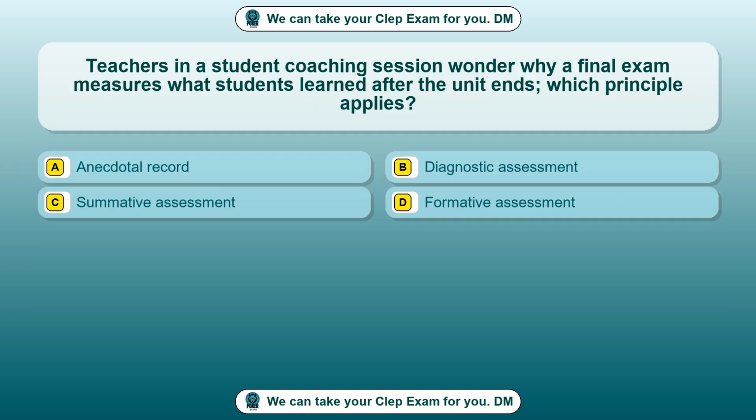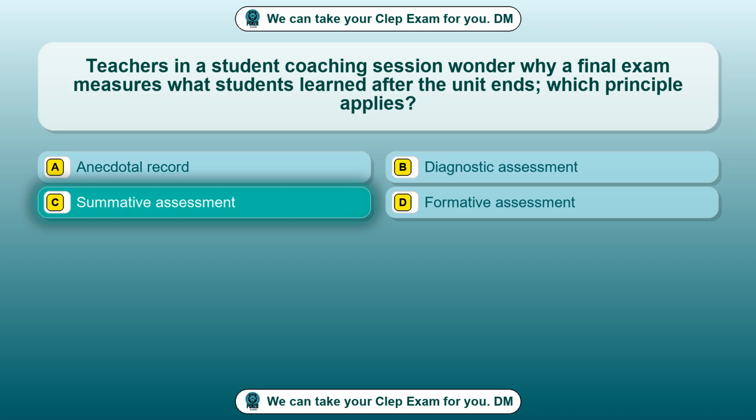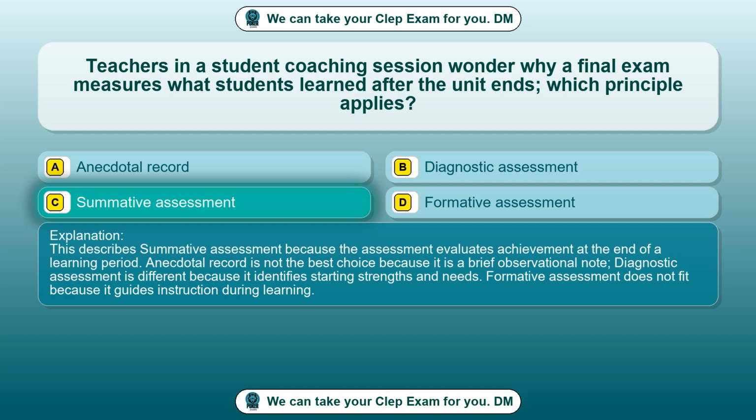Question 53. Teachers in a student coaching session wonder why a final exam measures what students learned after the unit ends. Which principle applies? Option A, anecdotal record. Option B, diagnostic assessment. Option C, summative assessment. Option D, formative assessment. The correct answer is option C, summative assessment. This describes summative assessment because the assessment evaluates achievement at the end of a learning period.